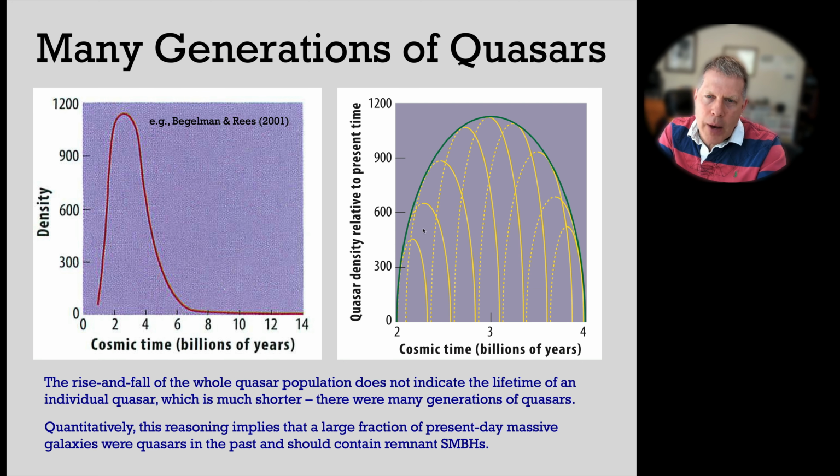Okay, so that's what we think is going on to produce this overall evolution pattern. Many quasars coming and going produce an overall pattern like this. This is not indicating the behavior of a typical individual quasar.